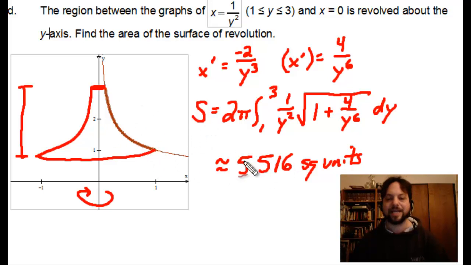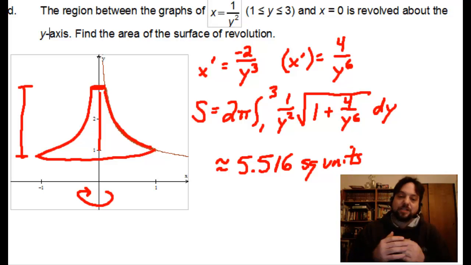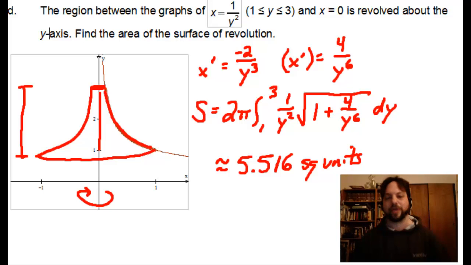We didn't have to worry about end caps here or anything like that because those were not involved in the region. The region was simply bounded by the y-axis and this curve. So there were no end caps or anything like that. And there we go. It actually gets quite simpler when we're not able to evaluate the integral by hand because we have to default to doing it in our calculator. And that is fun and exciting.